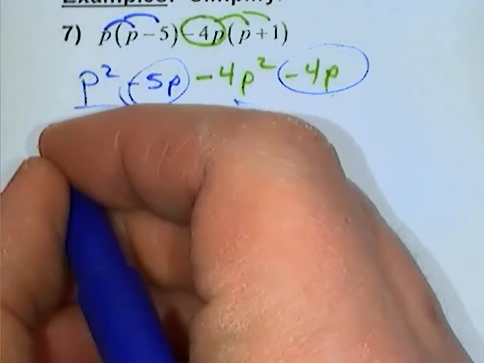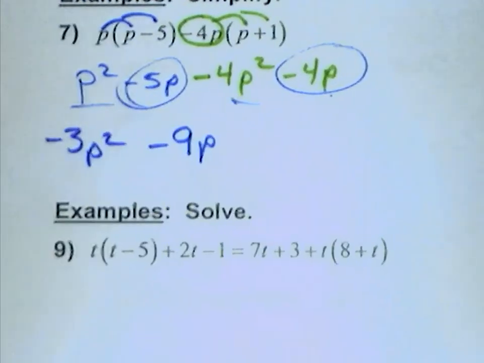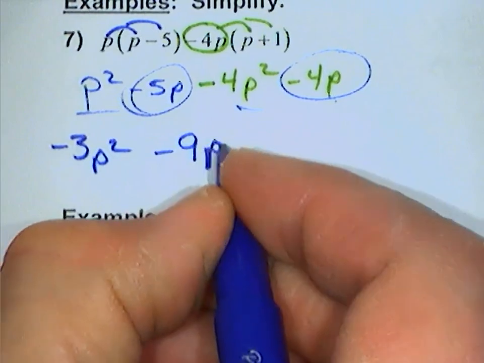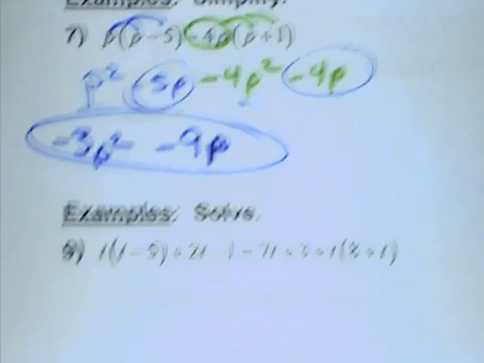Negative 3p squared. Again, we want to write in descending order so the power of p gets smaller and smaller, so put the negative 3p squared first, then the negative 9p. There we go.